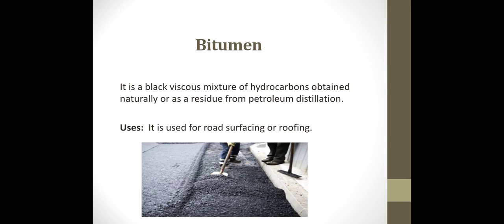Now comes the last part, bitumen. What is this bitumen? It's a black viscous mixture of hydrocarbons obtained naturally or as a residue from petroleum distillation. So while processing the distillation process, this bitumen is produced as a residue, and we have all seen that this product is used while making road surfaces or roofing, etc.